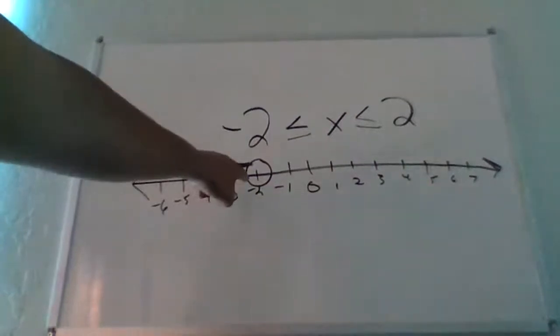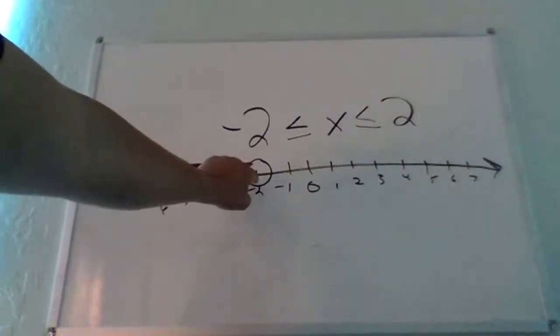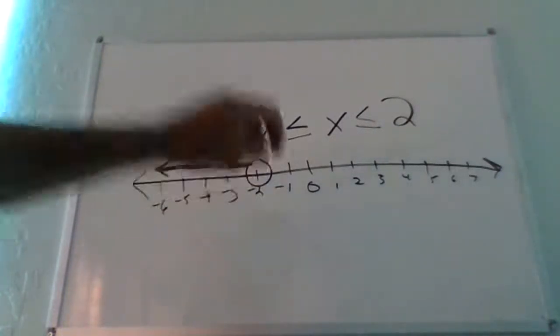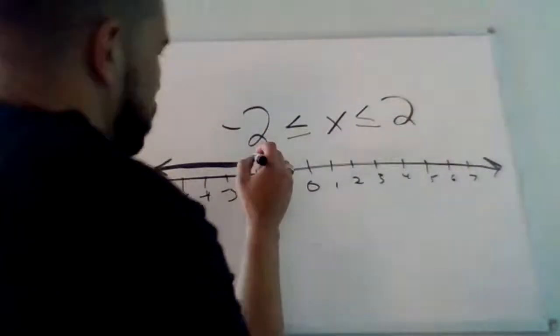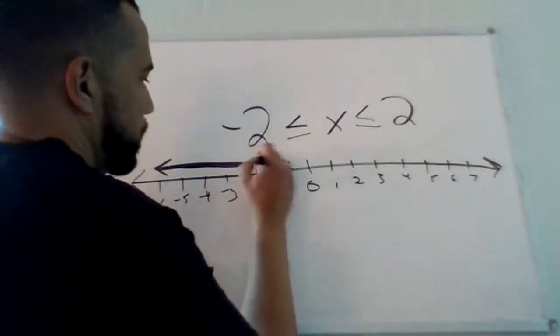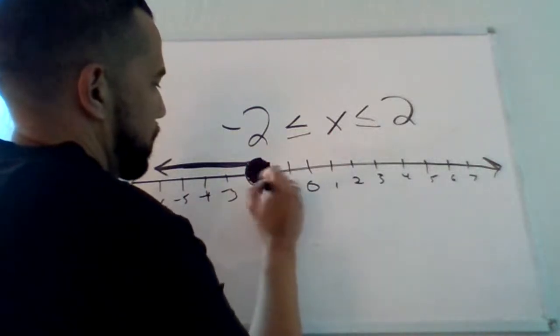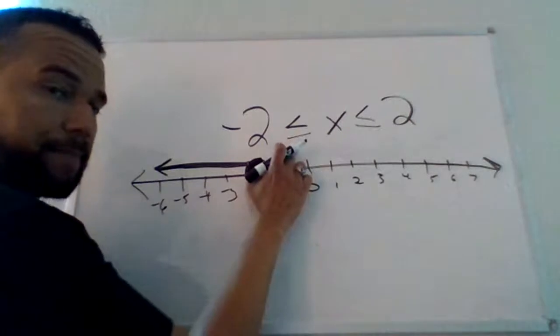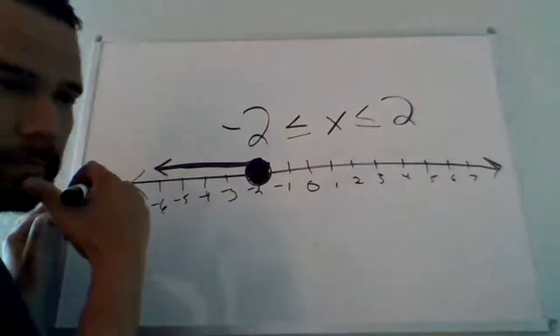Now, the question is, what about this circle? This is going to be an easy way to discriminate against the answers on the test. Should this be full or should it be empty? It's full. Yes, it includes this number. Why? Because of the equal sign, right? Oh, yeah.